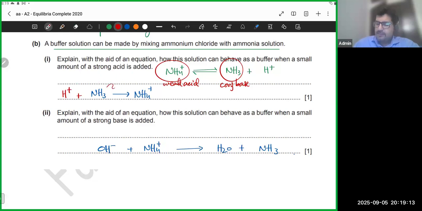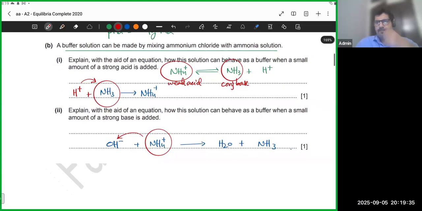So if he's adding acid to it, the conjugate base is going to accept it and turn it into NH4+. If he's adding an alkali to it, the weak acid is going to release H+ ions. So the H+ ions are getting absorbed over here, and over here it is releasing H+ ions to neutralize the OH- ions.